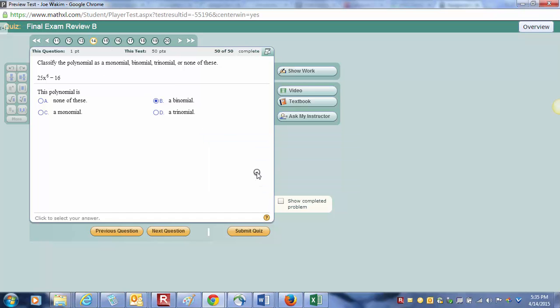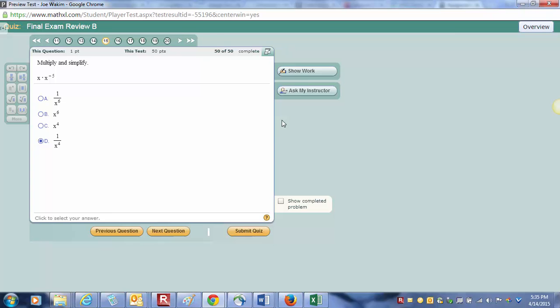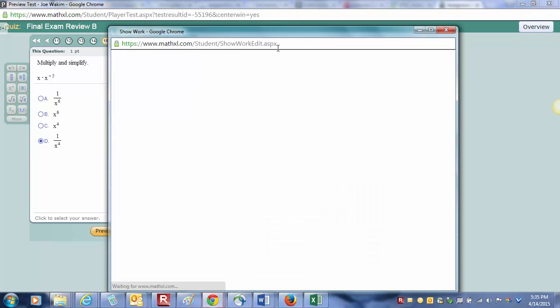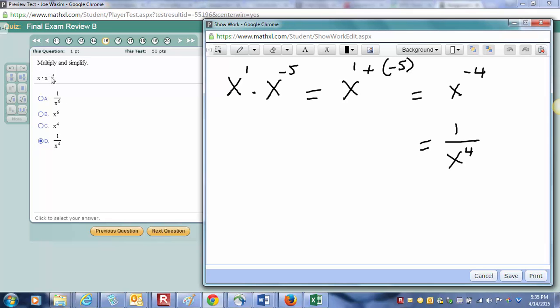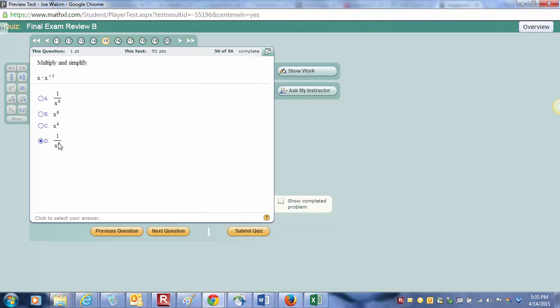Number 15. Okay, on number 15, we have x times x to the minus 5. If you add 1 plus negative 5, you get negative 4. See, 1 plus negative 5, because when you multiply, you add the exponents. That's a negative 4. Then you move it to the denominator to make it positive, so you end up with 1 over x to the 4. That would be the final answer.